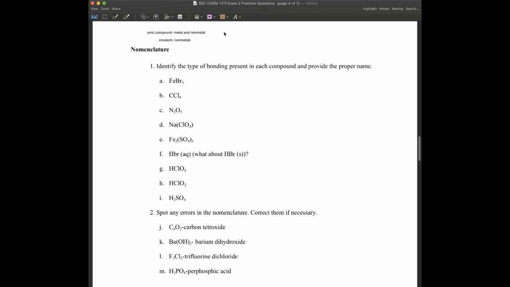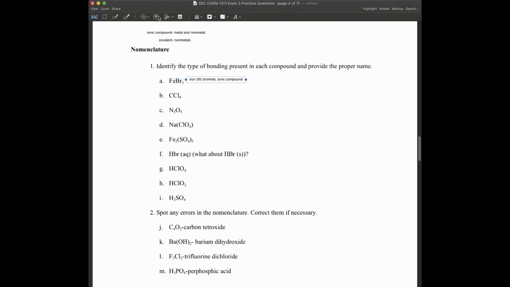Okay, cool. So let's get started. Using those tips we have in mind and the rule we talked about last time, let's talk about A. So what's the type of compound in FeBr3? What do you all think? Yeah, awesome. So the first one would be iron(III) bromide. And the type of bond present is going to be ionic compound.